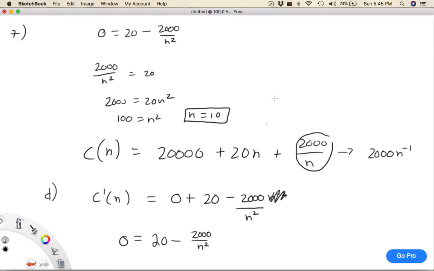Okay, so that means if we place 10 orders throughout the year, that's going to be like best case scenario. That's going to reduce our storage costs without raising the cost of making all these different purchases by too much. Okay, and then part E says, what is the minimum annual cost? So now that we know how many orders we should place, we're just going to plug this back in to our cost function and find out. So that's going to be part E.